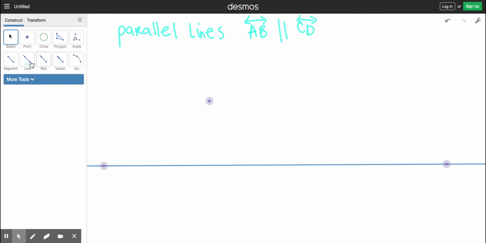So what I'm going to do is I'm actually going to create another line. And this is where it's pretty opened here. My line can go anywhere through, I'll call this AB. It can go anywhere through AB, but it's got to go through this point. All right, we're going to switch.